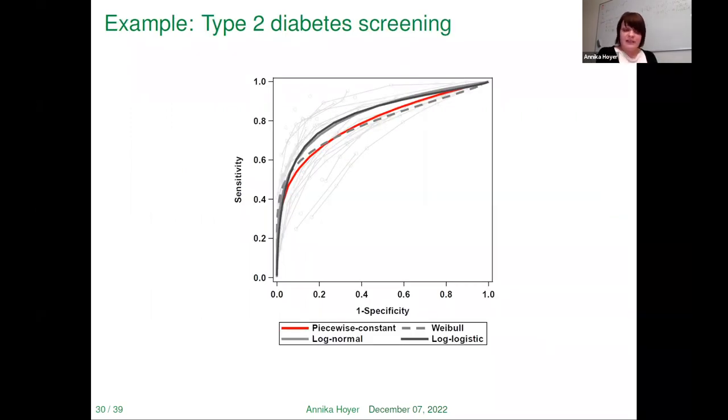And this leads for the same example as presented before, our HbA1c type 2 diabetes screening example, to the results shown here. The red line is our new model, our piecewise constant approach, and as gray lines, I already included the results from the parametric time-to-event model, and it can be seen that the piecewise constant approach also worked very fine, also confirmed by simulation studies. So we have an alternative that uses slightly fewer assumptions, especially parametric distribution assumptions.